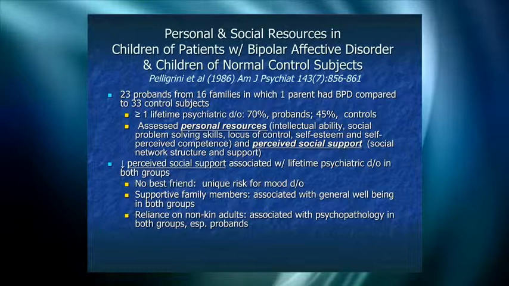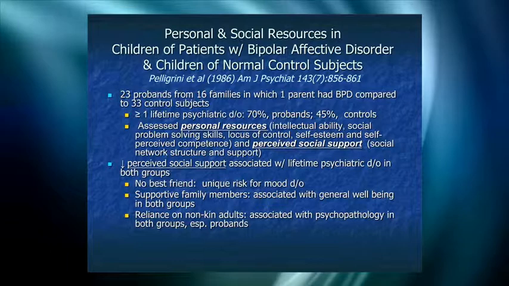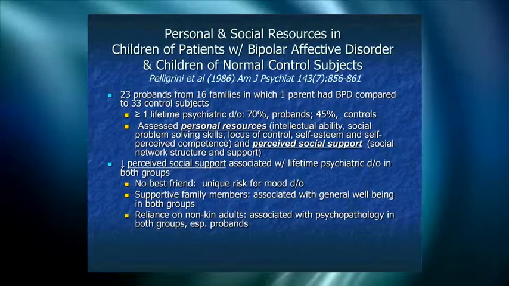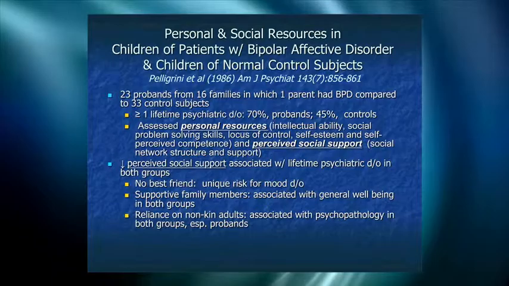What they found was that lower perceived social support was associated with lifetime psychiatric disorders in both groups. If you didn't have a best friend, that was a unique risk factor for mood disorder. If you had supportive family members, you had better overall well-being in both of the groups. And if you were relying on non-kin adults, it was associated with psychopathology in both groups, particularly the probands. At first that might seem a little counterintuitive, but when do we rely on non-kin adults? It's when our kin adults in our world aren't quite doing the job.